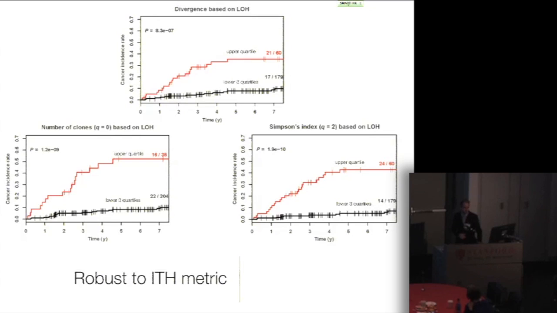Carlo, you're showing the cancer incidence rate but not when it occurs. Yeah, no, each step in these Kaplan-Meier curves is when we detect the cancer in that patient. You're probably more used to looking at survival curves. So these are exactly the same, they're just flipped upside down, incidence curves.